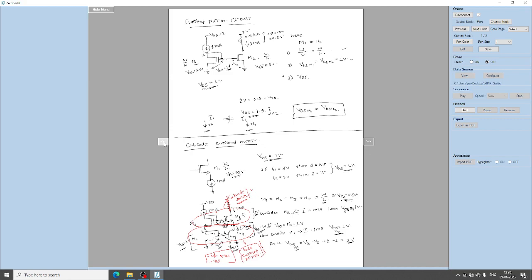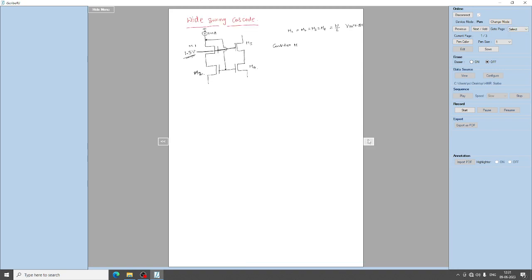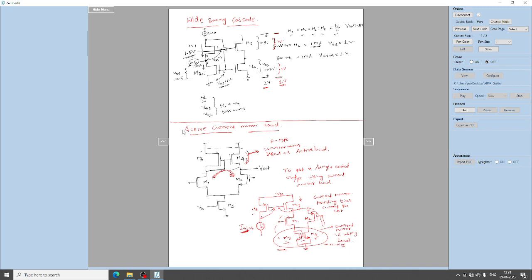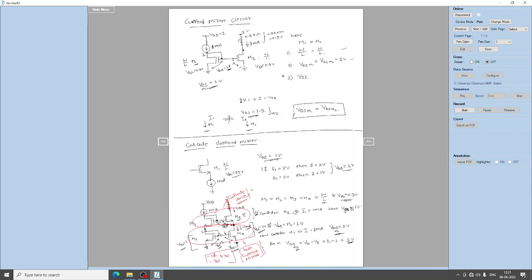So, another point to mention here: in this case the W by L of M1 and the W by L of M2 are the same, okay, and hence the same 1 milliamp of current is flowing through M1 and M2.